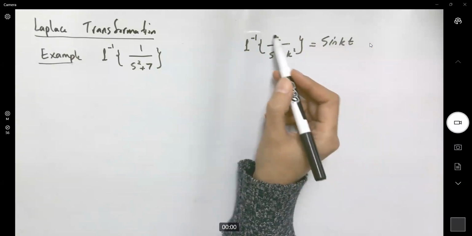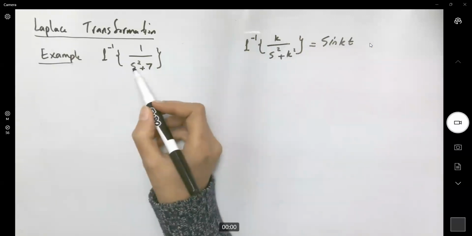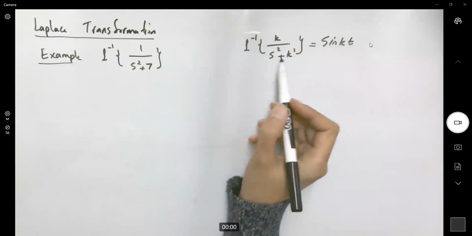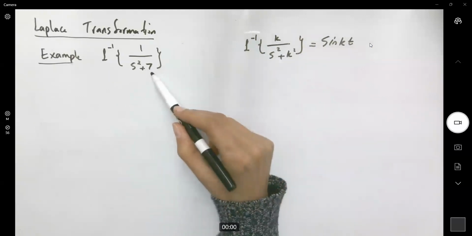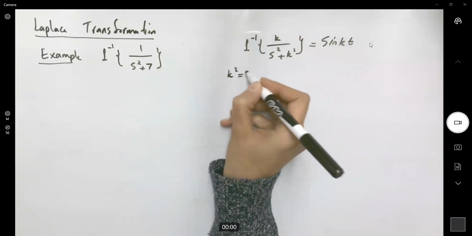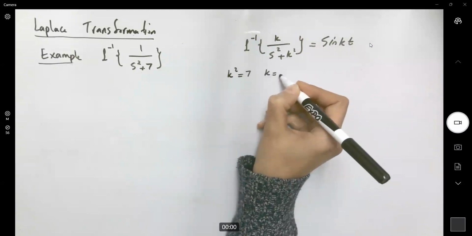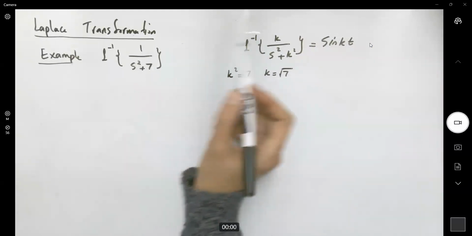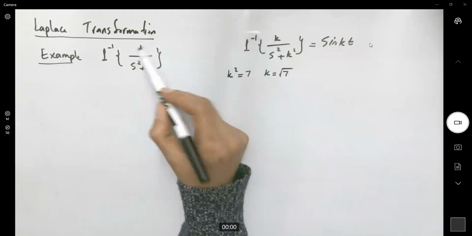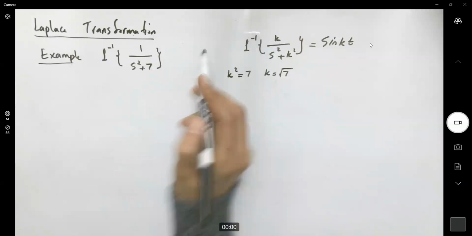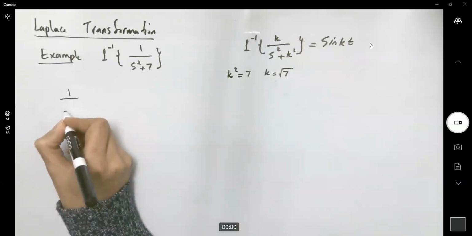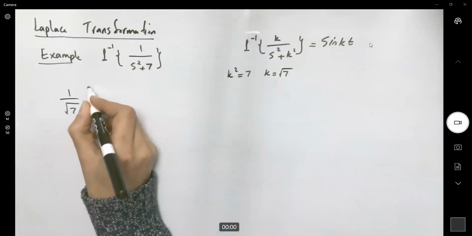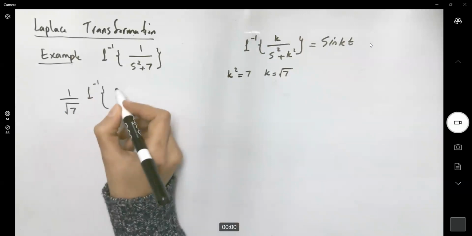Very well. So as you can see, you have s squared, s squared. You have plus, plus. K squared is 7, so k is equal to the square root of 7. But we do not have the square root of 7 on the numerator. What are we going to do? We're going to multiply and divide by the square root of 7.